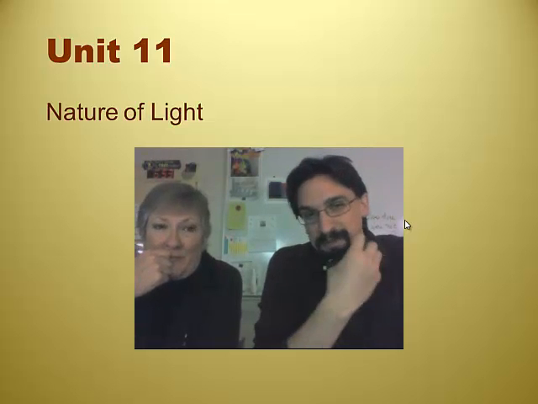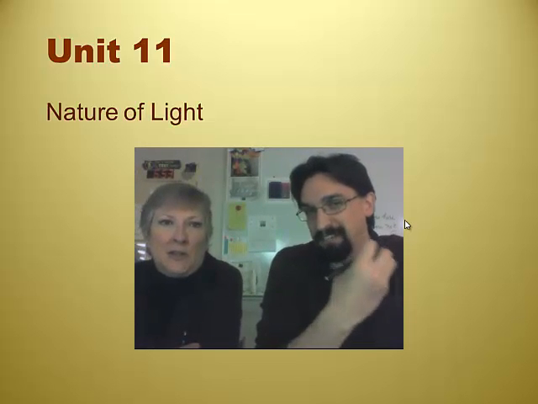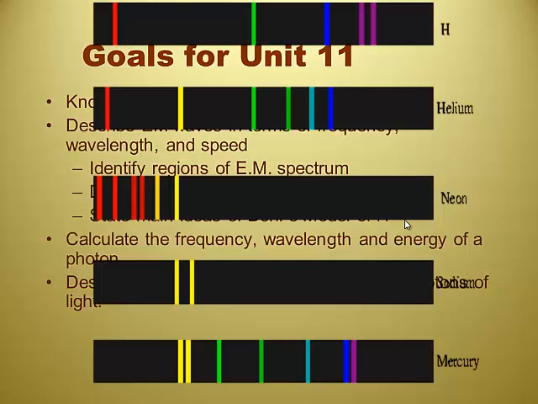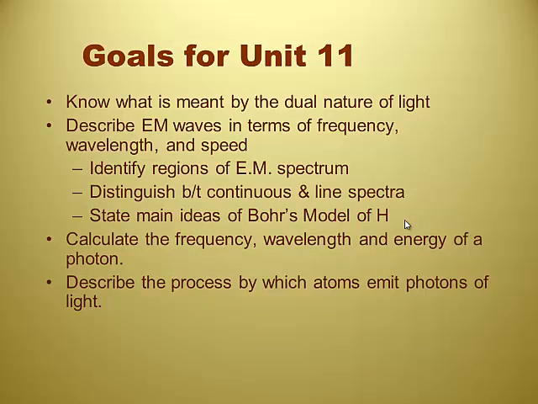We're going to be discussing the nature of light and why things give off light. You are going to know what is meant by the dual nature of light. You are going to be able to describe electromagnetic waves in terms of frequency, wavelength, and speed. Identify regions of the electromagnetic spectrum. Distinguish between continuous and line spectra. State main ideas of Bohr's model of the hydrogen atom. Calculate the frequency, wavelength, and energy of a photon of light. And describe the process by which atoms emit photons of light.